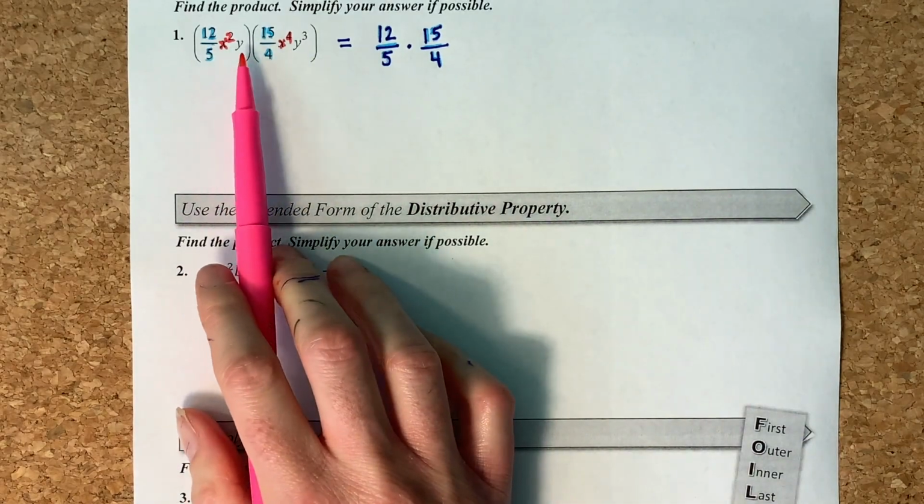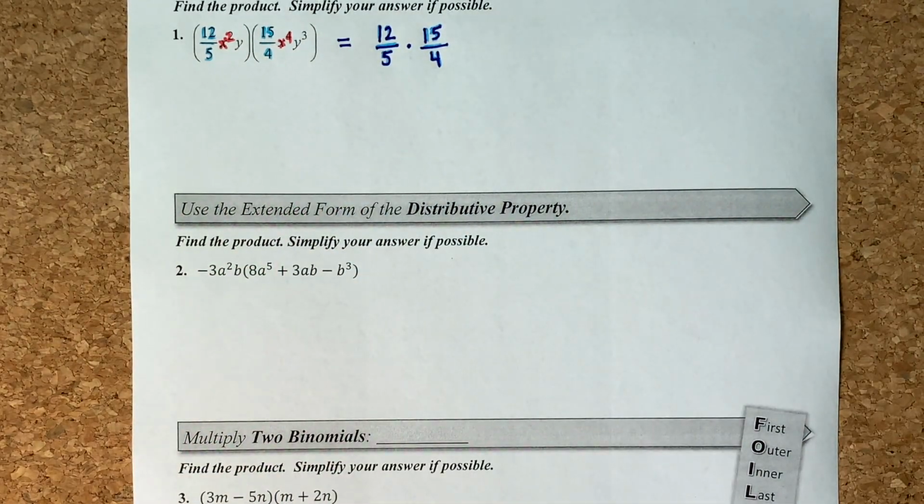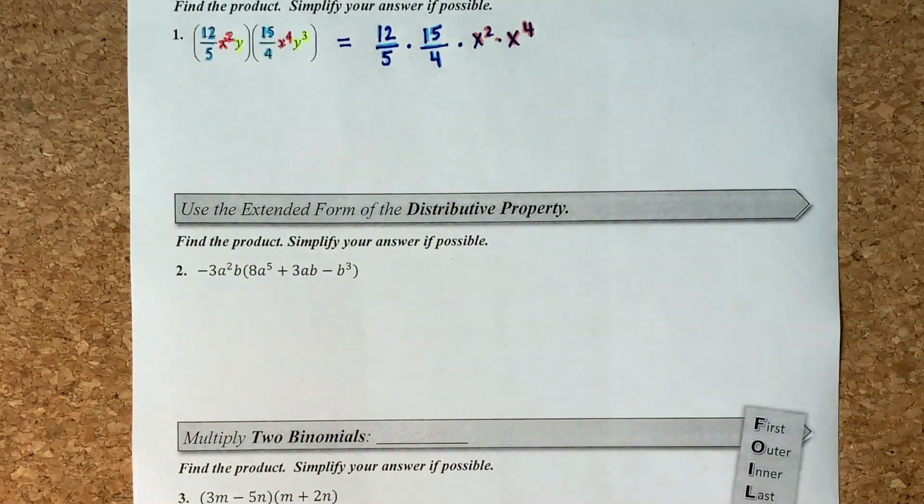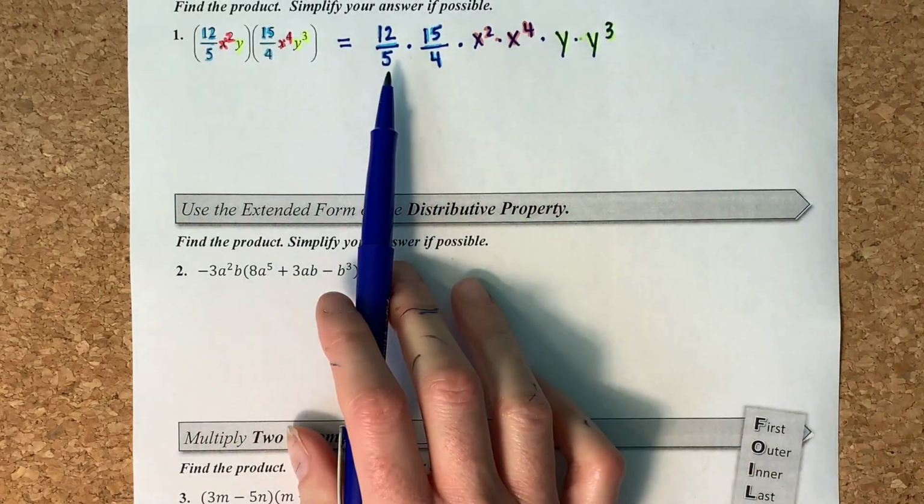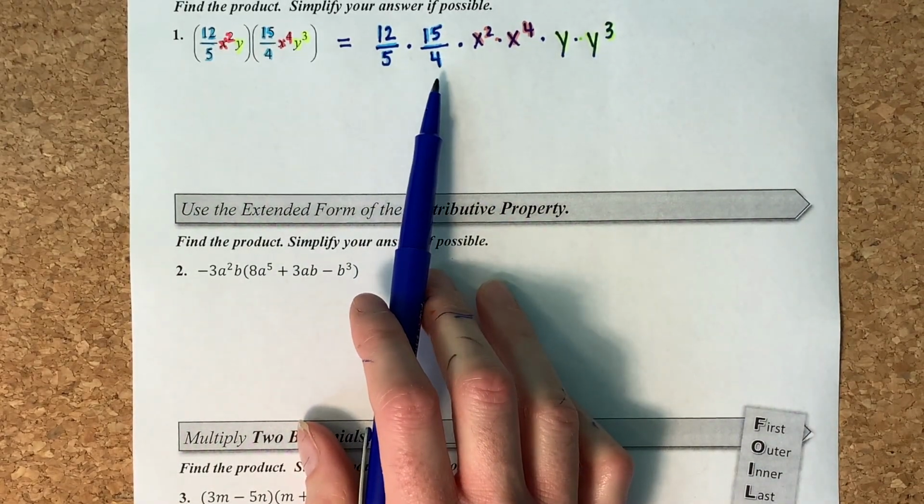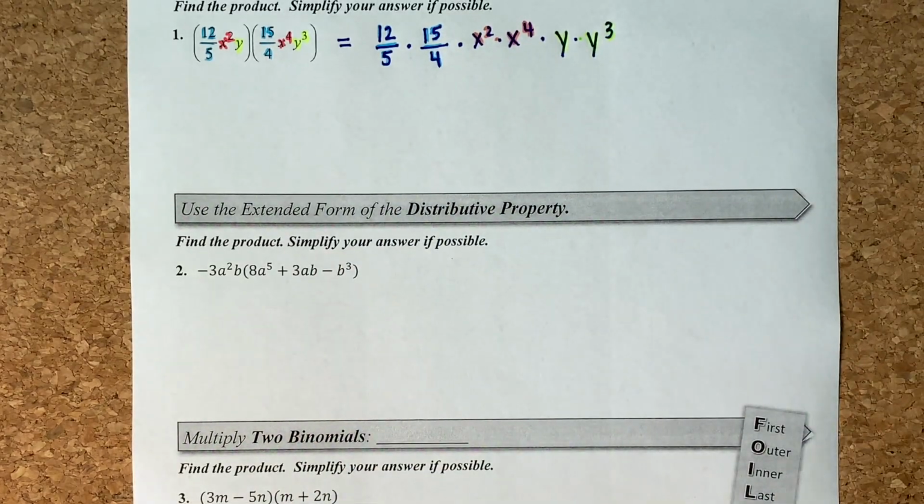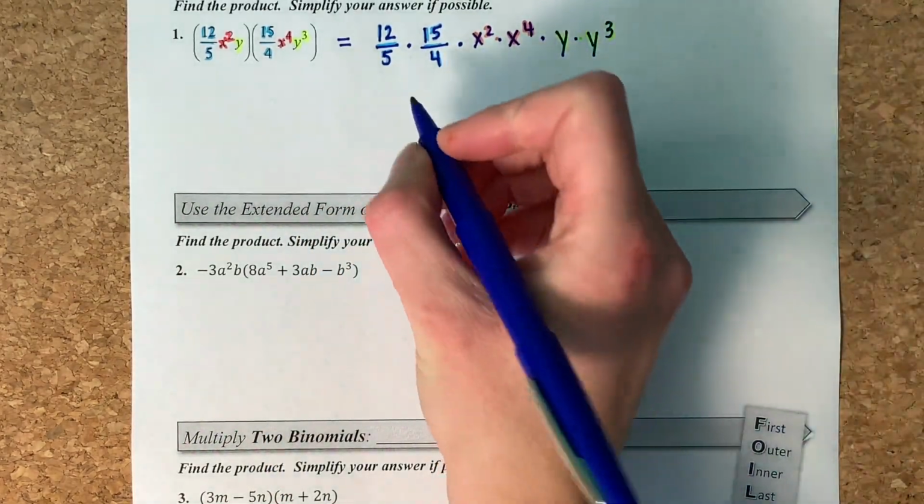Similarly, the x squared and the x to the 4th are like quantities, so I'm going to write those quantities next to each other. And the y's are like quantities, so I'm going to write the y's next to each other. Now we can start by just multiplying these two numbers. And when we multiply fractions, we just multiply the numerators and multiply the denominators. 12 times 15 gives us 180.